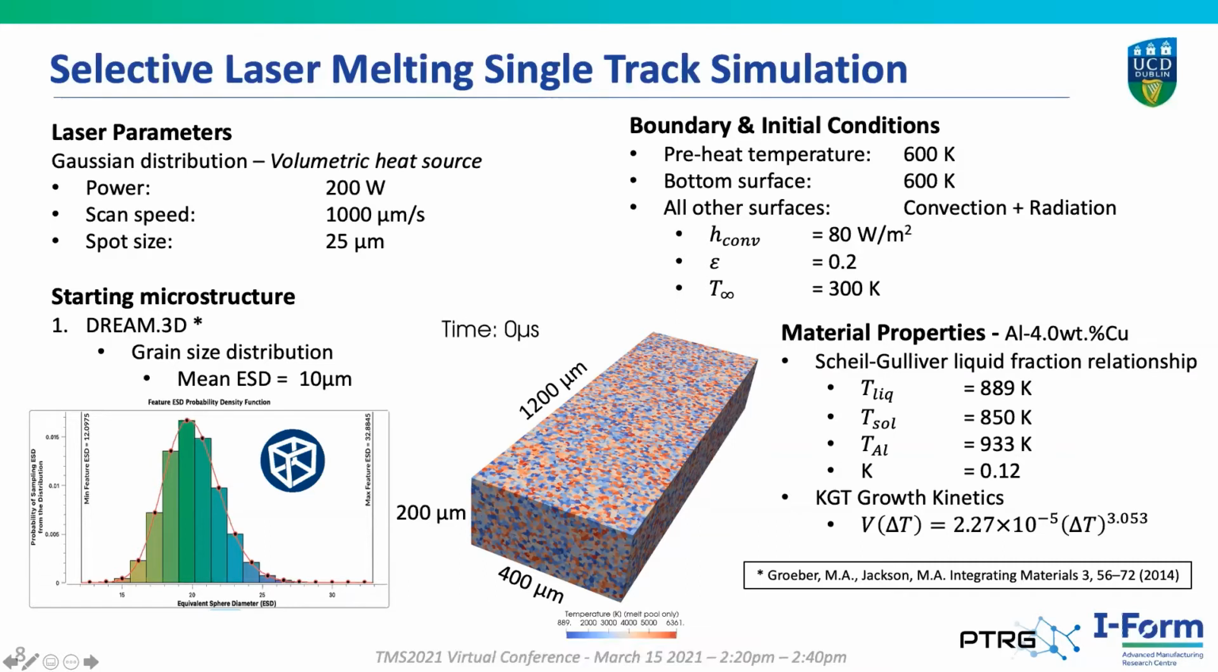The starting microstructure was generated in Dream 3D, which is a free software package that can be used to generate synthetic microstructures or reconstruct EBSD images. The material is aluminium 4% copper, assumed to have a Gulliver-Scheil liquid fraction relationship with respect to temperature, and the growth kinetics are obtained from my KGT model, which I presented earlier.